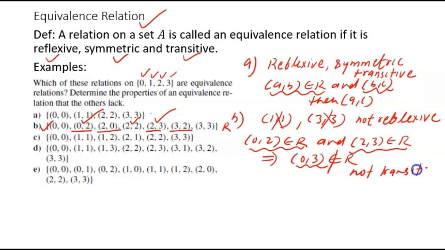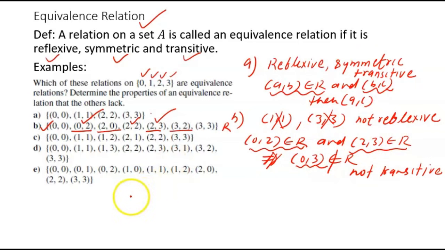So it was not reflexive, and it is not transitive also. It was symmetric, but since two properties are not met, it is not an equivalence relation. Here the not-implies sign is slightly mathematically imprecise. If (0,2) is in R and (2,3) is in R, and (0,3) is not in R, then it is not transitive.